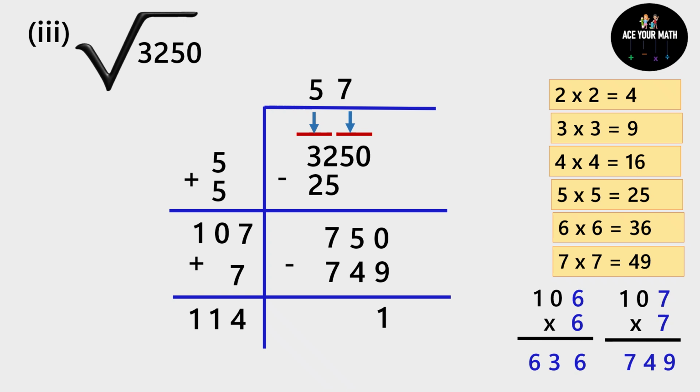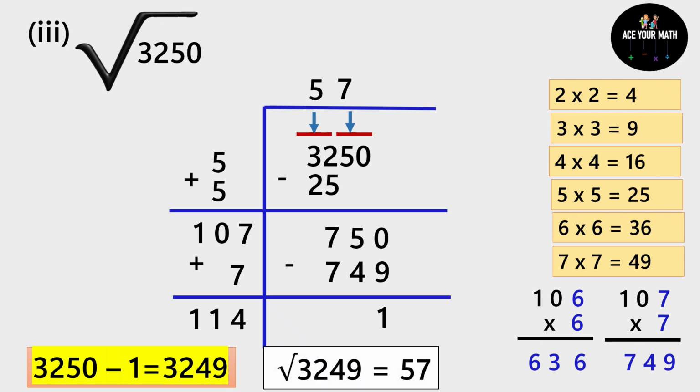Now, how to make the given number a perfect square? You will subtract this 1 from the given number. So the new number formed is 3249. And when you find the square root of this number, that will give you the number which is at the top, 57. So which least number did you subtract from the given number? That is 1. After subtracting 1, you got a perfect square which is 3249, and its square root is 57.